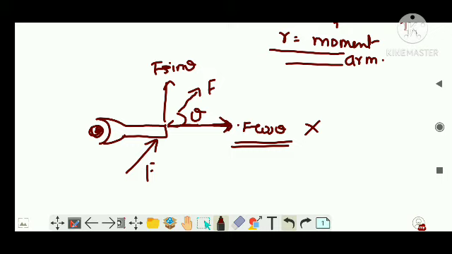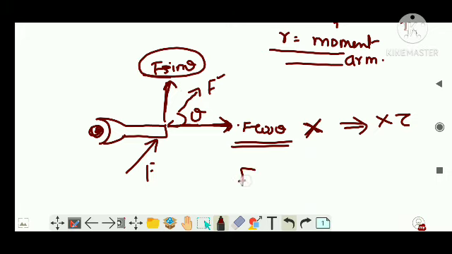Rotatory motion causing force is called torque. So F cos theta is not causing any rotatory motion, hence it is not causing any torque. So which component of force is going to cause a rotatory motion? That is F sin theta, or I can say the perpendicular component of the force. The perpendicular component of the force is what is causing the rotatory motion, or I can say is causing the torque. This much clear?